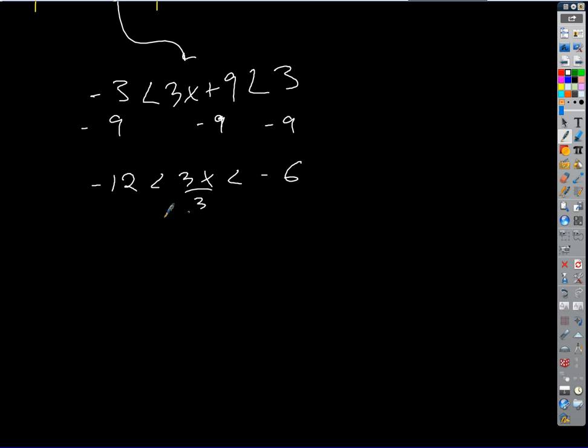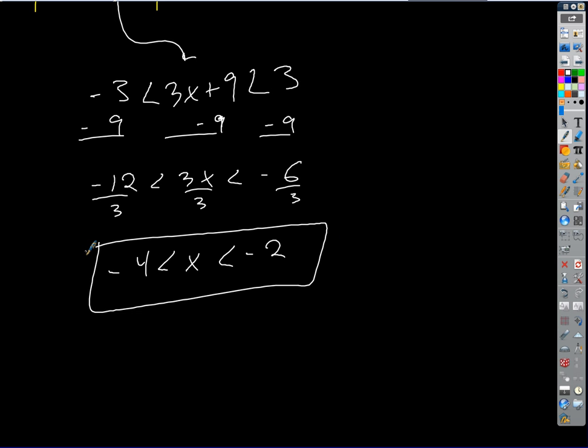Divide by 3. And then what do I get? Well, the 3's cancel, so I get my x in the middle, which is what I want. Negative 6 divided by 3 is negative 2. Negative 12 divided by 3 is negative 4. There it is. Make sense? No big deal.